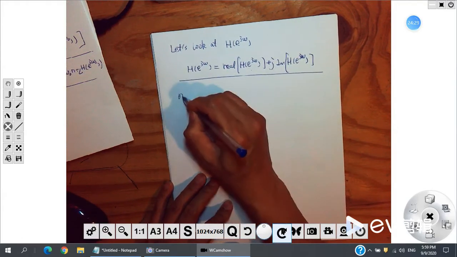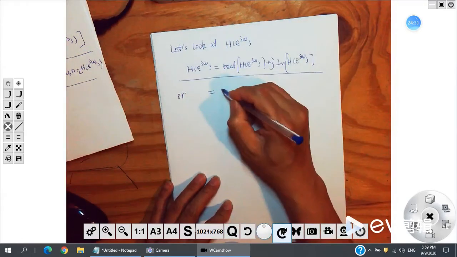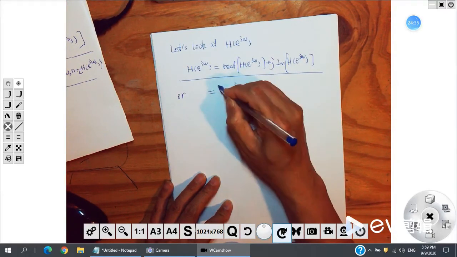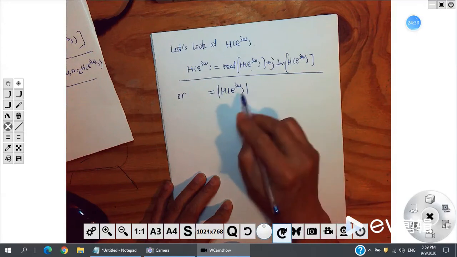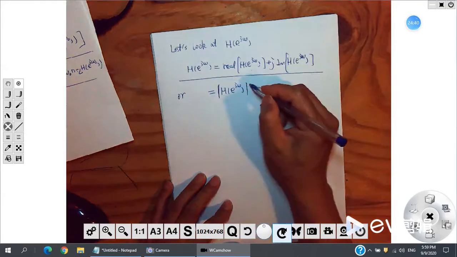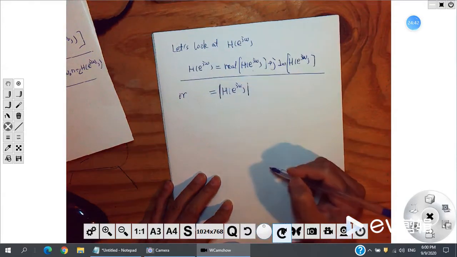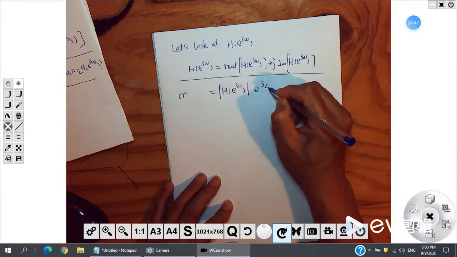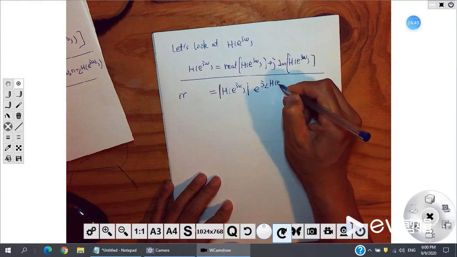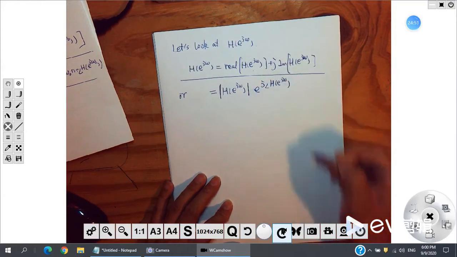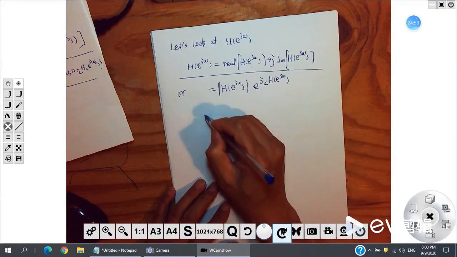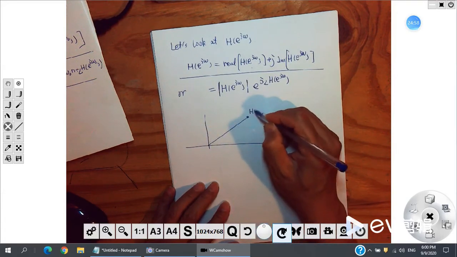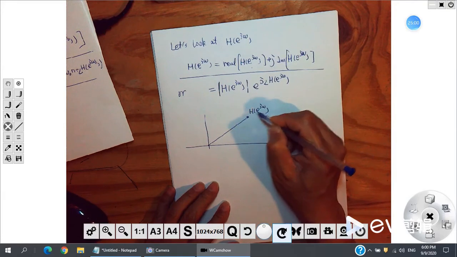Or equal to the magnitude of H(e^jω). We use two bars to represent the magnitude, the same notation as absolute value. And then times e^j times the angle of H(e^jω). So we have this way. And in the graph way, you can think it looks like this. This is H(e^jω). It is a complex number, right?